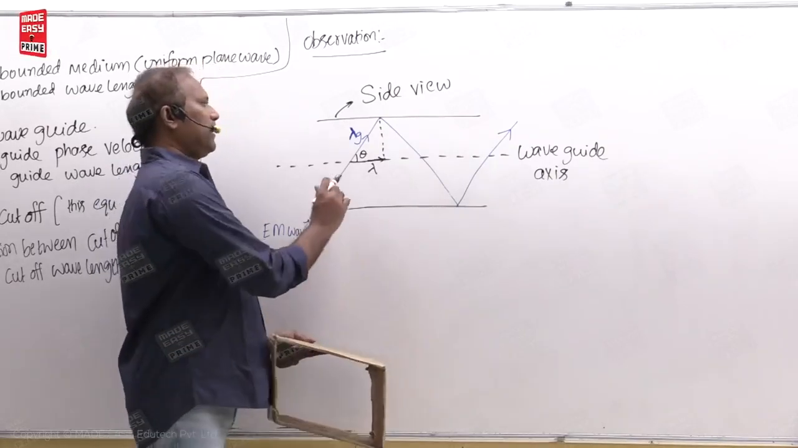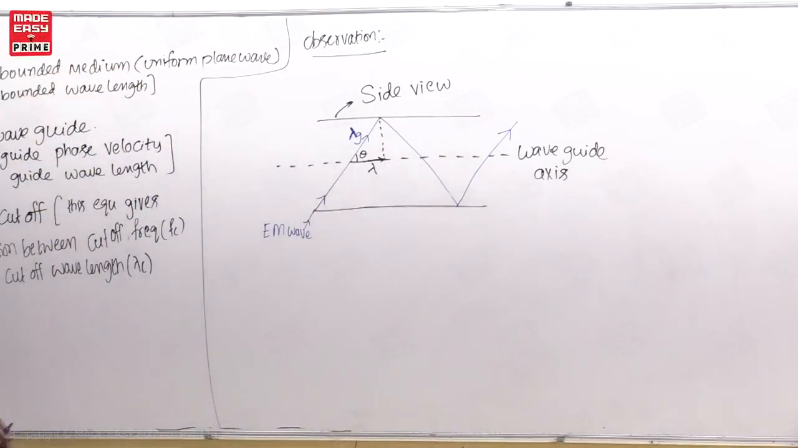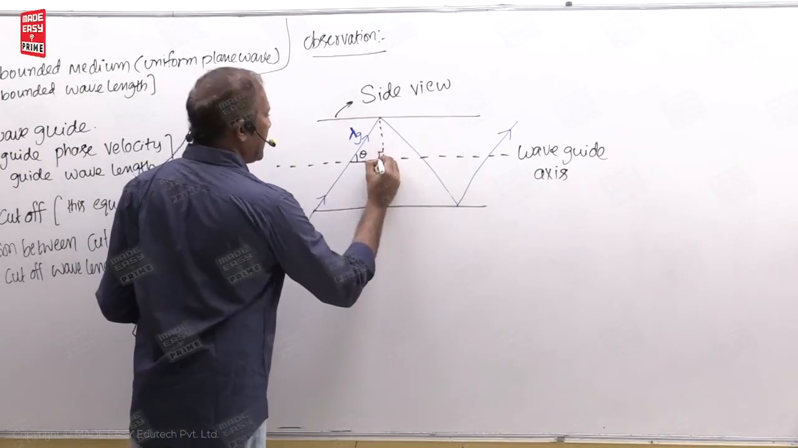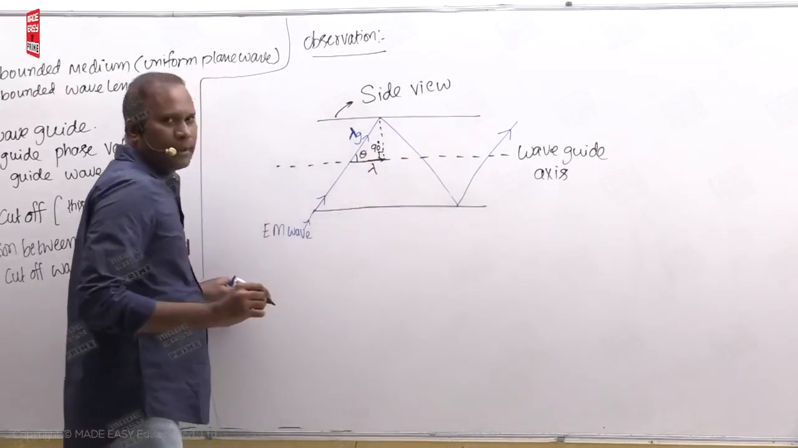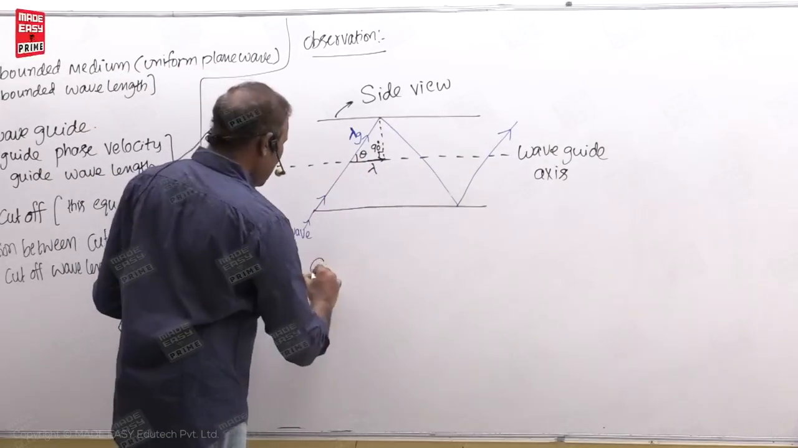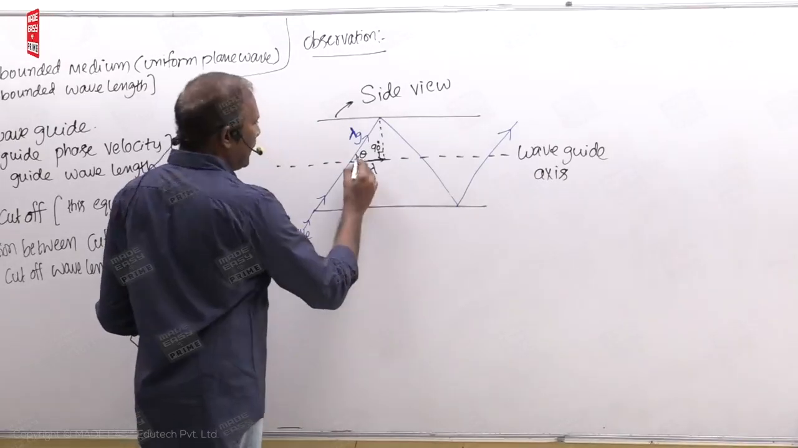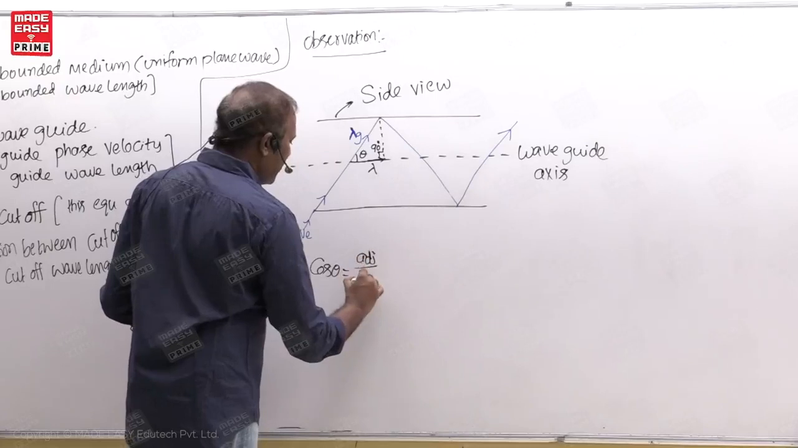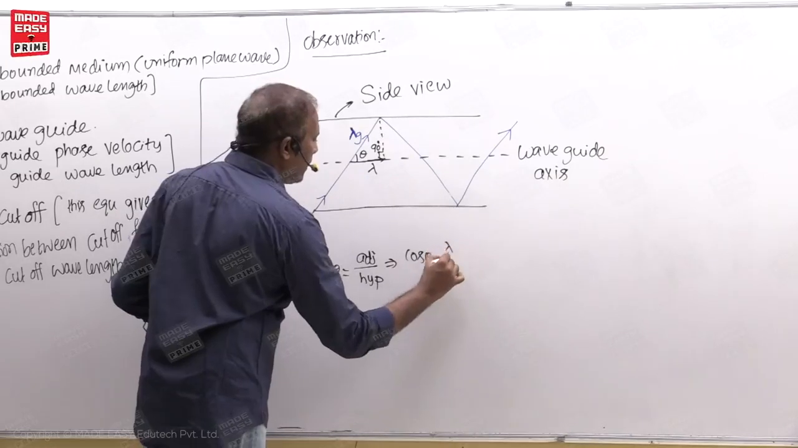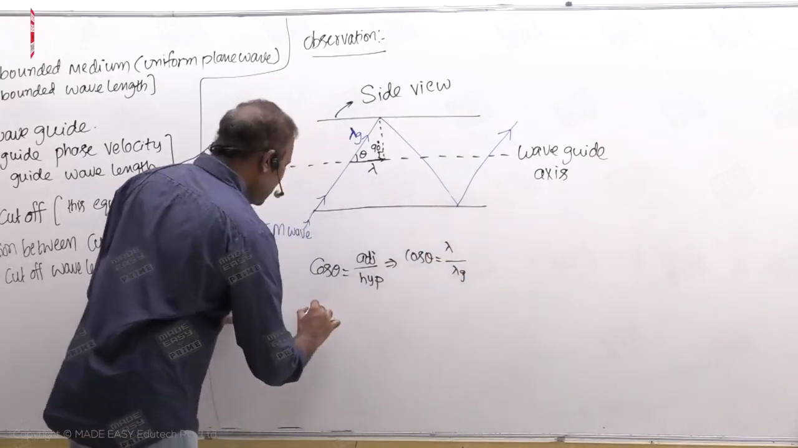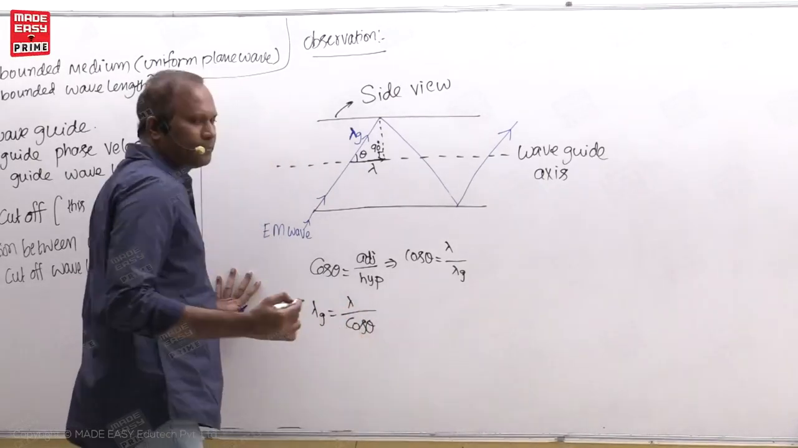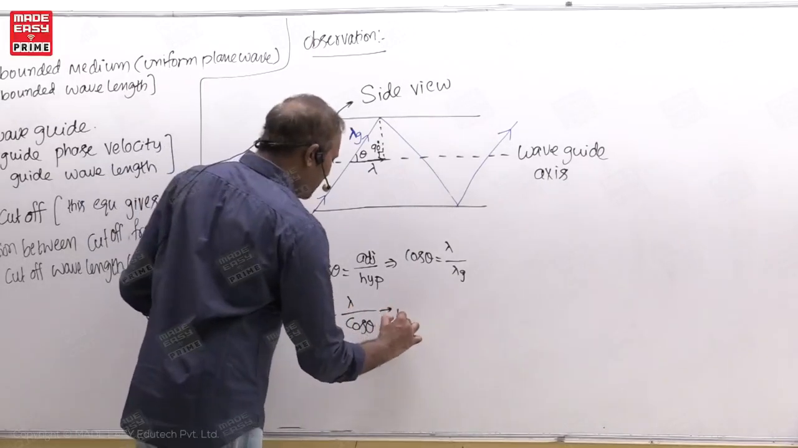Anyway, now let us get the relation between lambda g and lambda. It is the Pythagoras theorem. 90 degrees is there here. Now, what is cos theta? Can you tell me here? The definition of cos theta is adjacent divided by hypotenuse. That means cos theta is equal to lambda by lambda g, where adjacent is lambda and hypotenuse is lambda g. From this, lambda g is equal to lambda by cos theta. This is equation number 1.